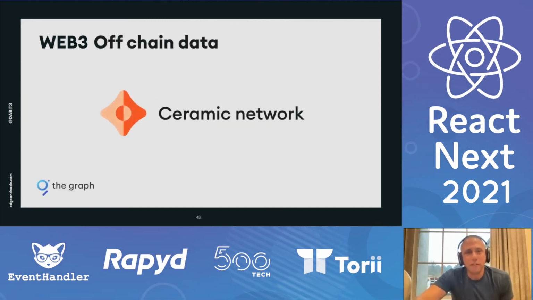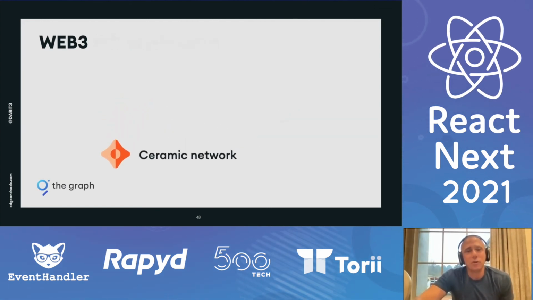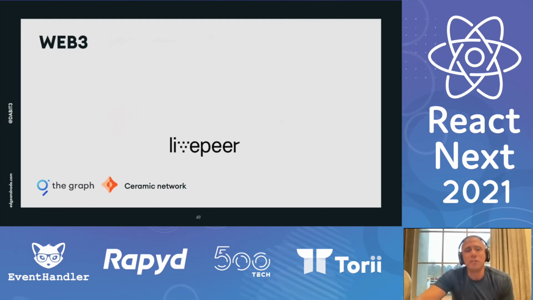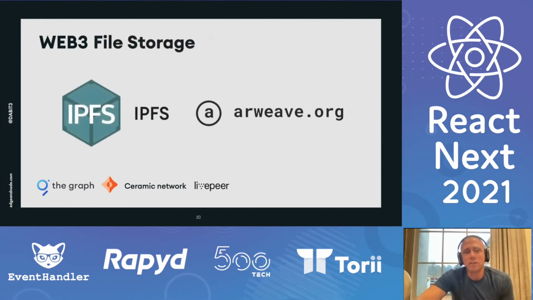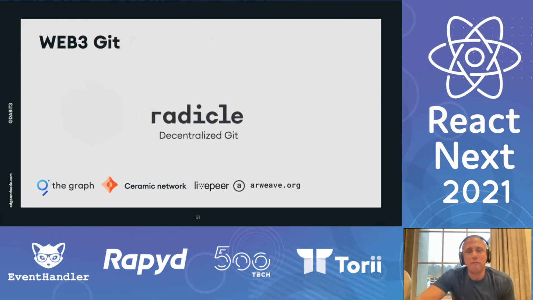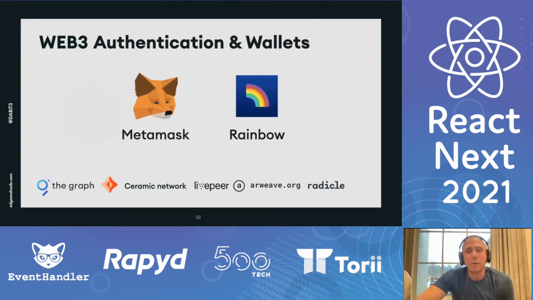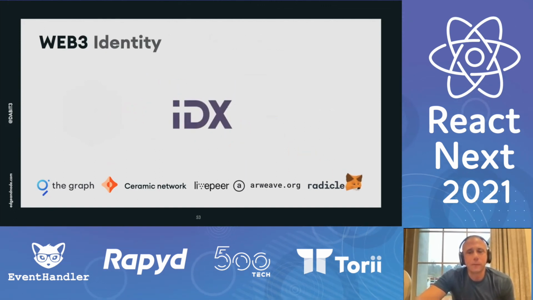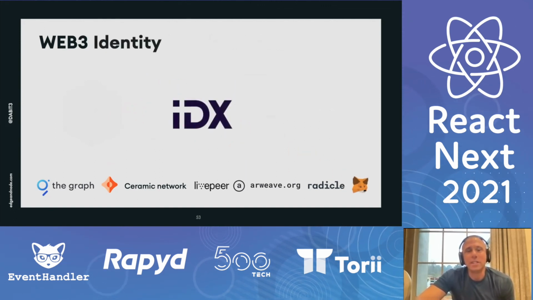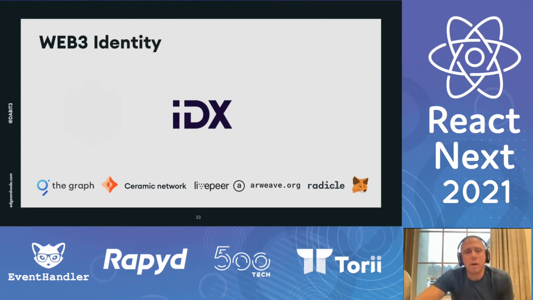So you also have other protocols. For peer-to-peer data or off-chain data, Ceramic Network; for live streaming, Livepeer; for file storage, something like AWS S3, you have Arweave and IPFS. For Git, a decentralized GitHub, I guess you could say, would be Radicle. And then identity would be something like a wallet. And for managing your decentralized identity, there's a protocol called IDX.